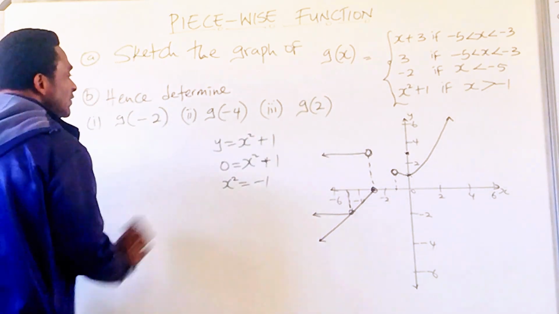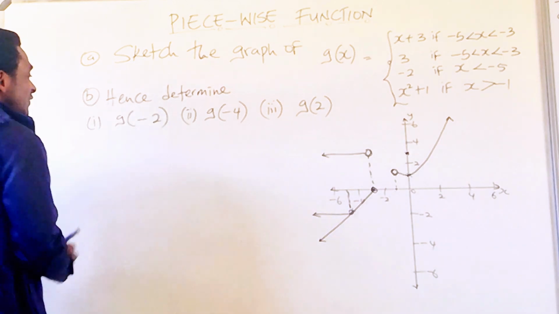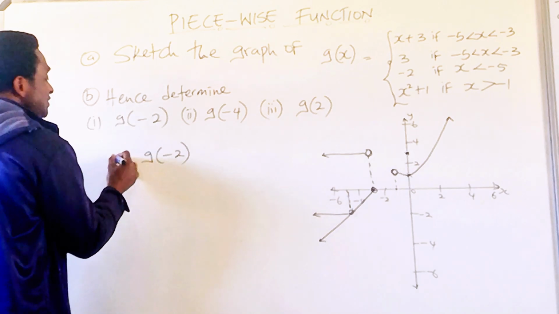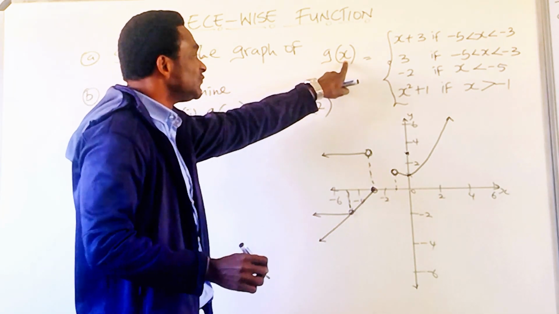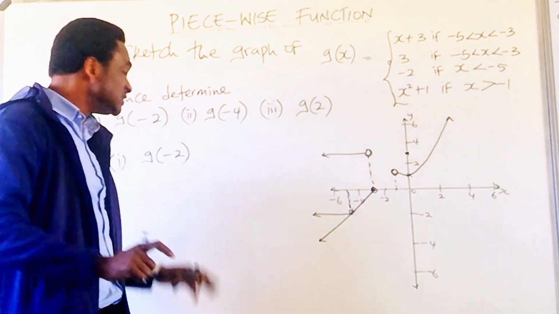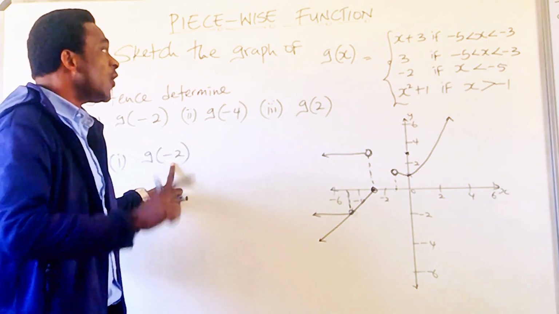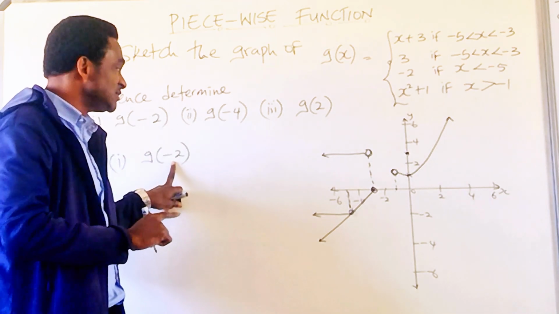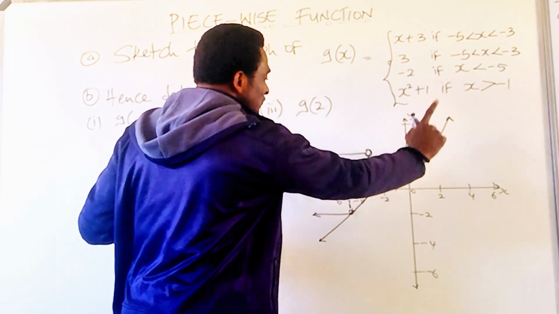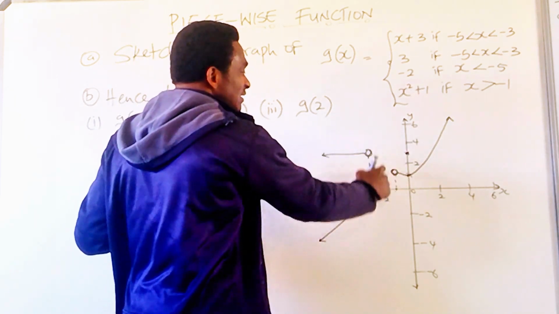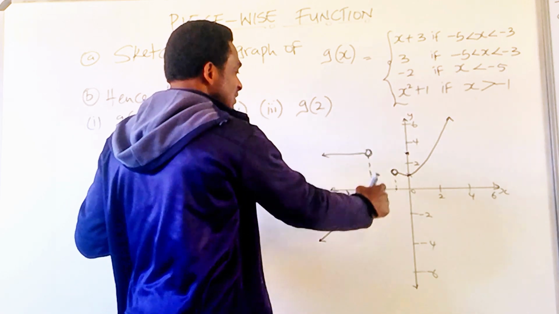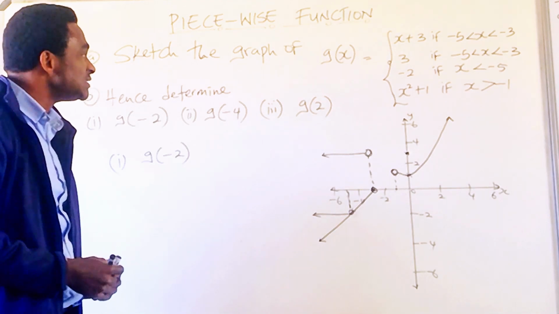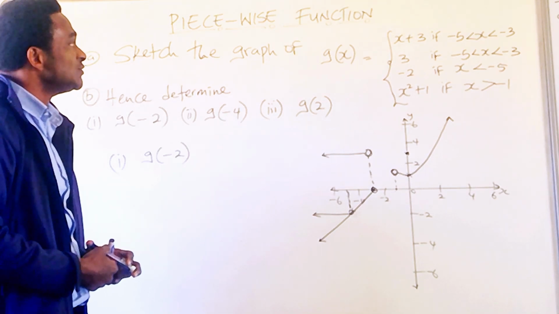Let's answer the following questions. The first question asks us to get g of negative 2. This is g of x, so g of negative 2. We only focus on where this condition is met. Of all these graphs, when will x be negative 2 and be valid? Here, there's no negative 2, it doesn't work. Here, there's nothing, it doesn't work. Here, there's nothing. So g of negative 2, in this case, what can we say?